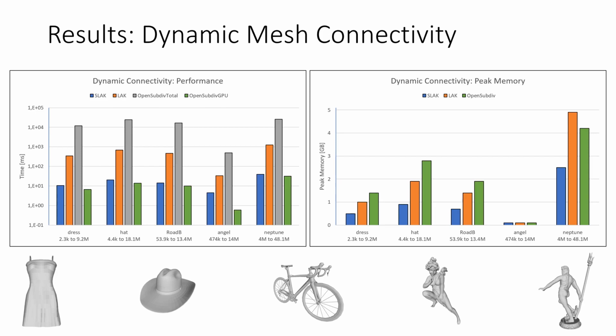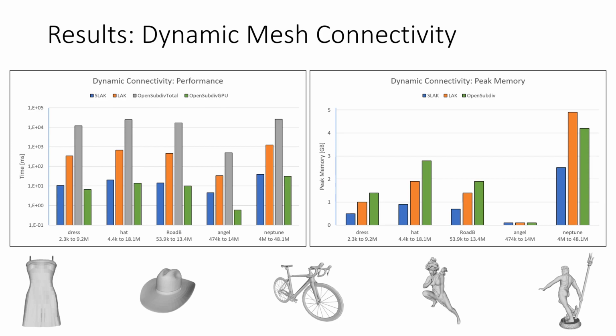Concerning the peak memory consumption, Lag needs similar or slightly more memory than OpenSubdiv due to the explicit storage of all of our matrices. Slag reduces the required memory significantly, as some data, for example F, do not need to be created explicitly and thus stay significantly below Lag and OpenSubdiv.